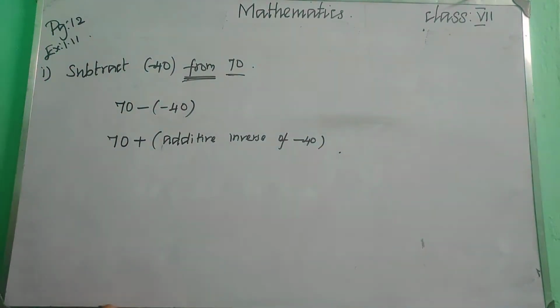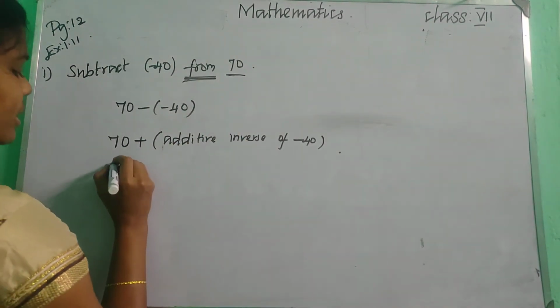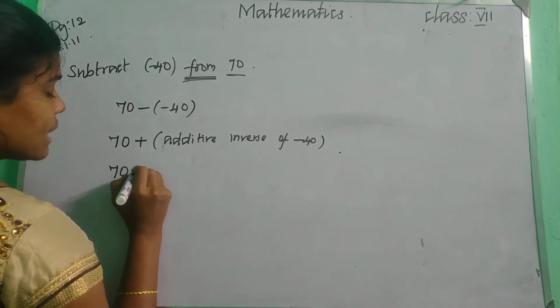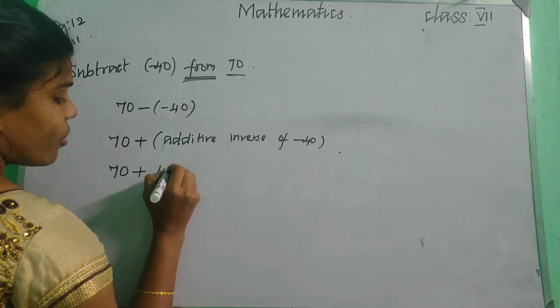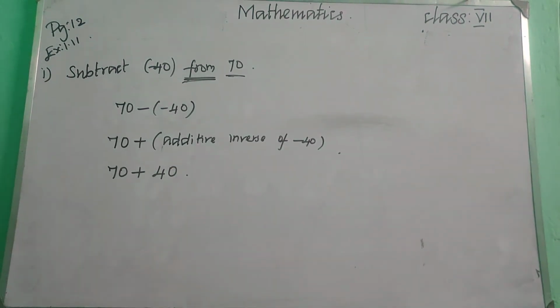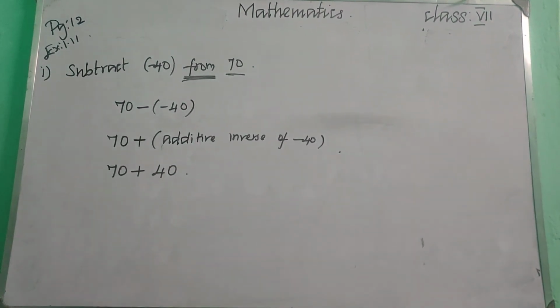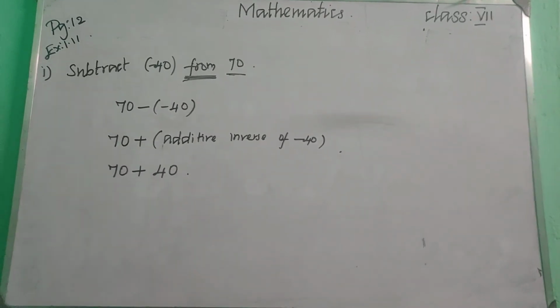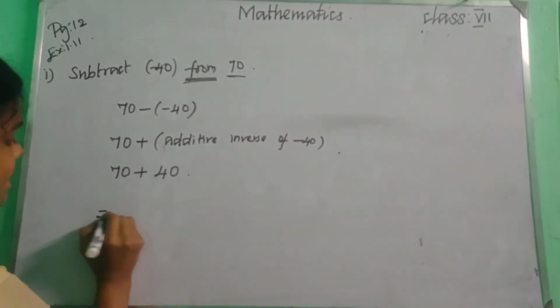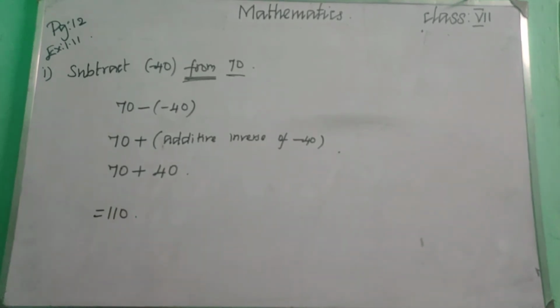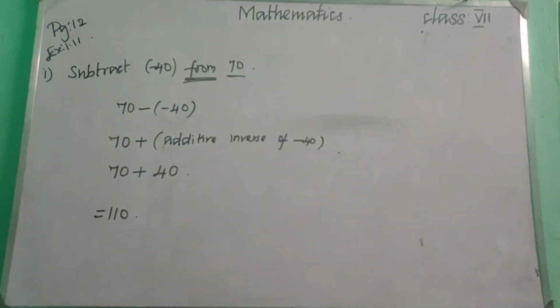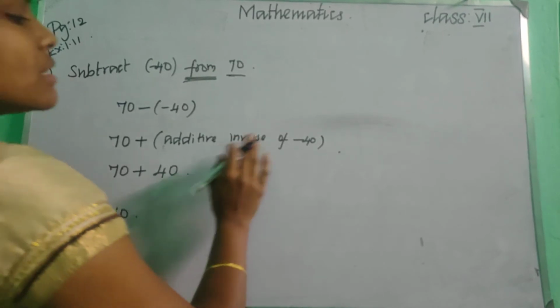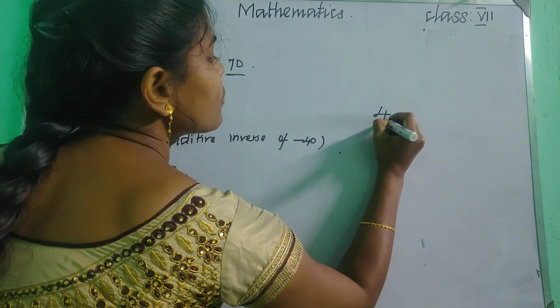So what is the additive inverse of minus 40? Plus 40. Okay. So 70 plus 40. So what is the answer? 70 plus 40 means we can directly write the answer as 110. Okay children, so additive inverse is nothing but simply, the additive inverse of 40 is minus 40.